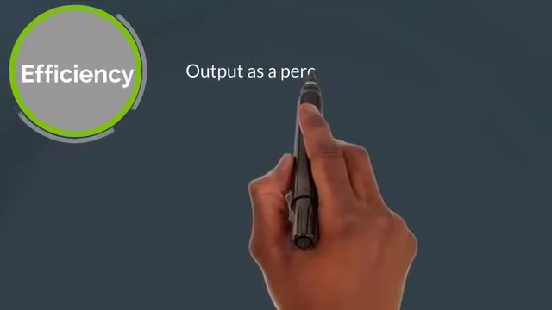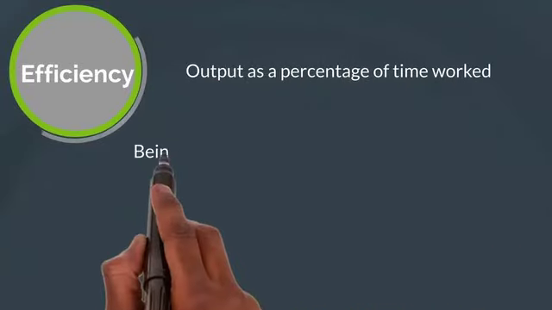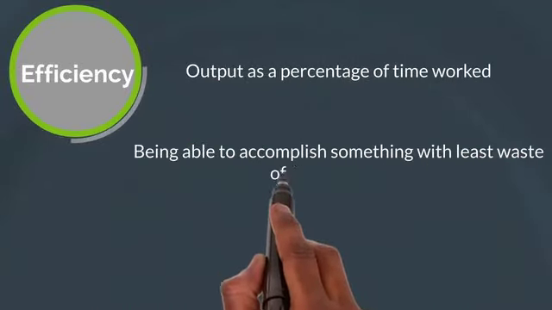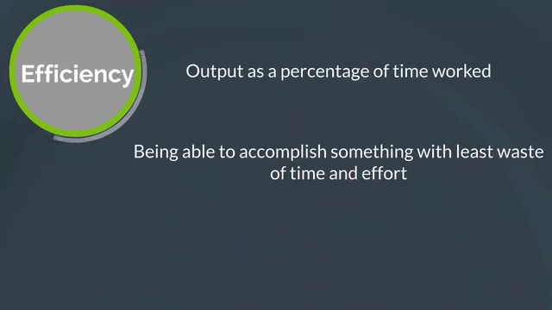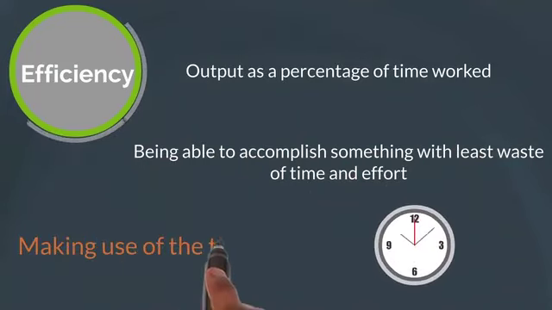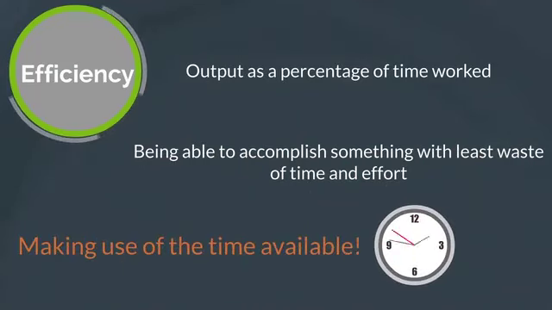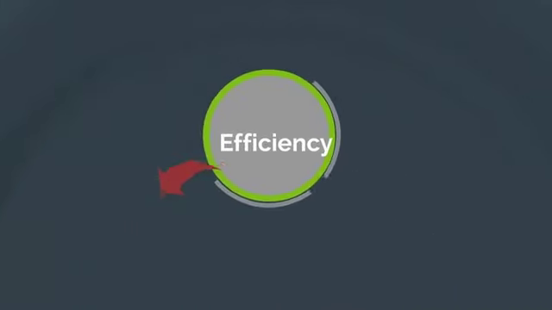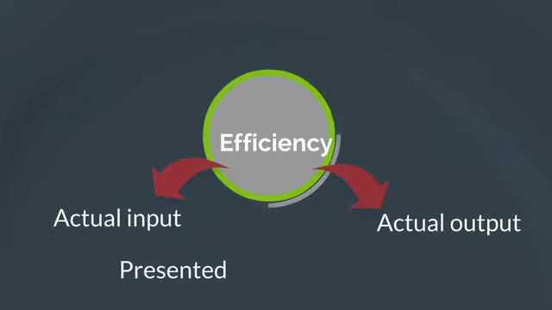Efficiency is the output as a percentage of time worked. In essence, efficiency is being able to accomplish something with the least waste of time and effort. In other words, making the best use of the time available. In order to measure efficiency, we need to know the actual input and the actual output, and this is presented as a percentage.